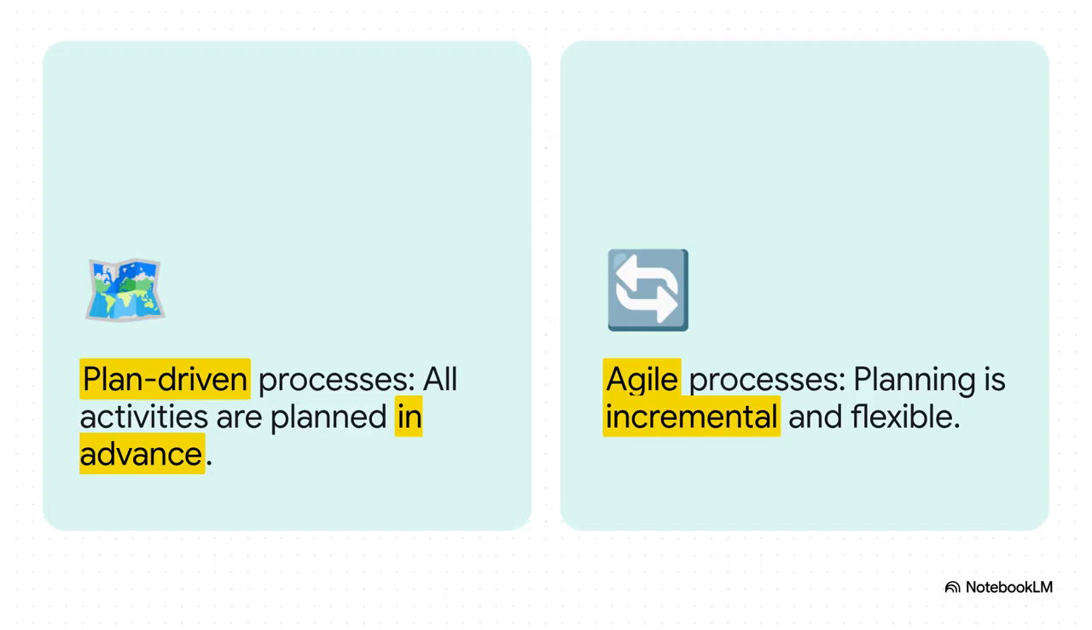Now, not all roadmaps look the same. In the software world, they kind of fall into two big camps. On one side, you have your plan-driven processes. This is where you try to map out every single turn of the journey before you even start the car. And on the other side, you've got agile processes, which are all about being flexible, planning a little bit at a time, and being ready to change course. This is a really fundamental divide, and it shapes everything else.